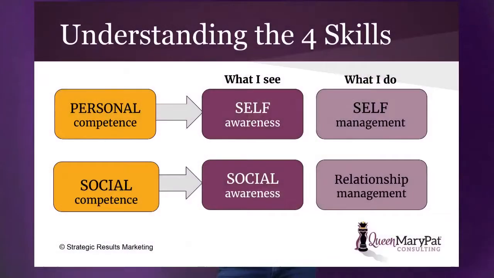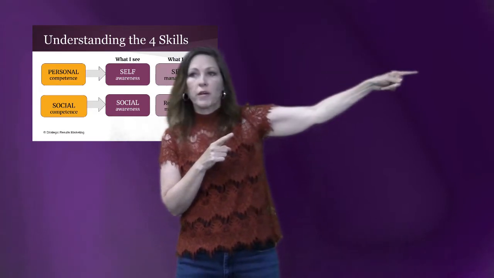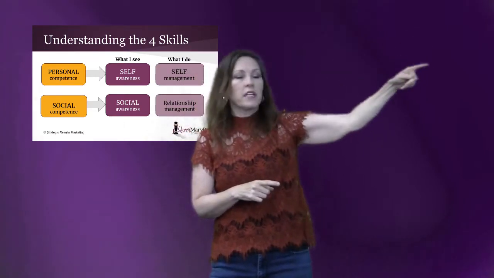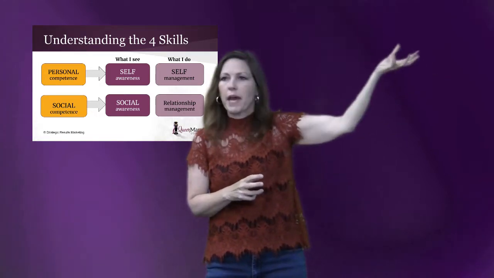So here's a visual about personal competence and social competence. We've got what I see, which is the awareness side of things, and then what I do, which is your own ability to manage those pieces. The skills themselves are self-awareness, social awareness, self-management, and relationship management. So the skills, your skill at managing yourself.